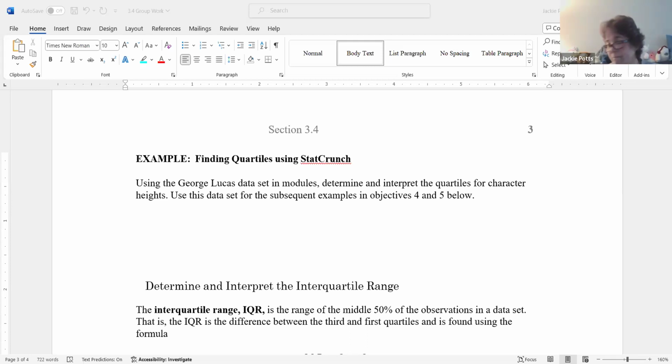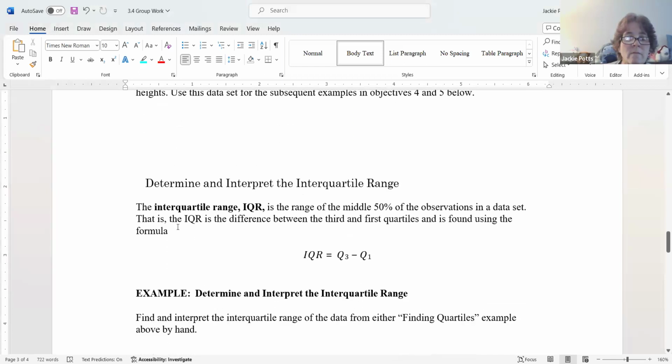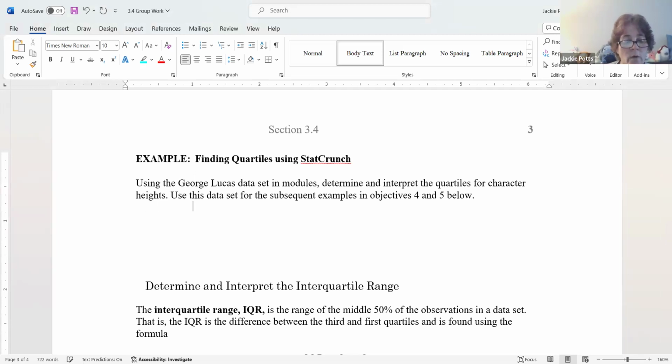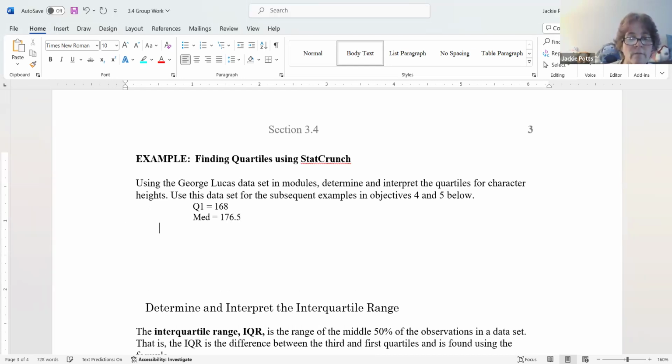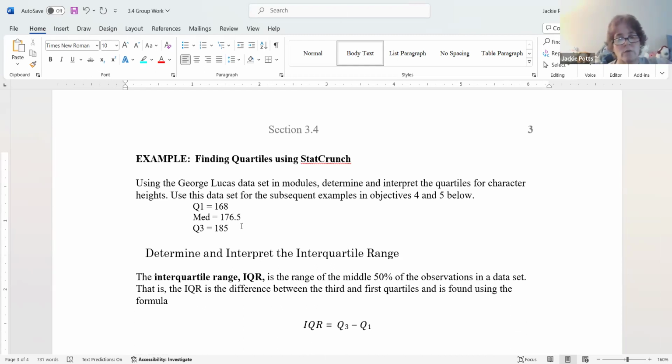How are we feeling on that? So Q1 is 168 centimeters. The median is 176.5, and Q3 is 185. So I'm going to take that back. Q1 was 168. The median, or Q2, was 176.5. And Q3 was 185. Now we're going to need those numbers, okay?